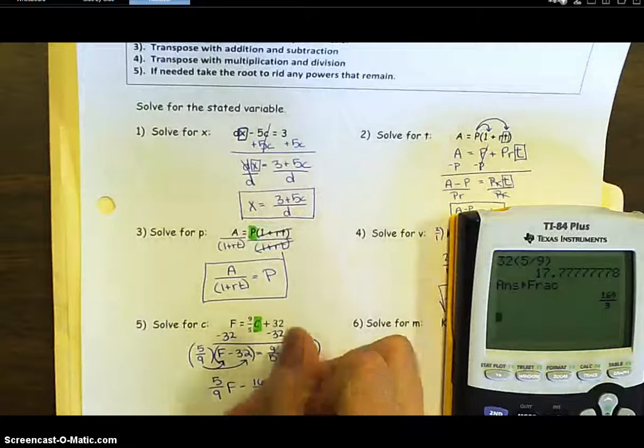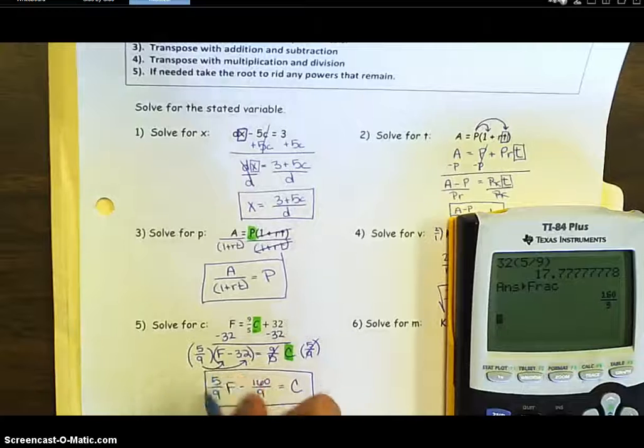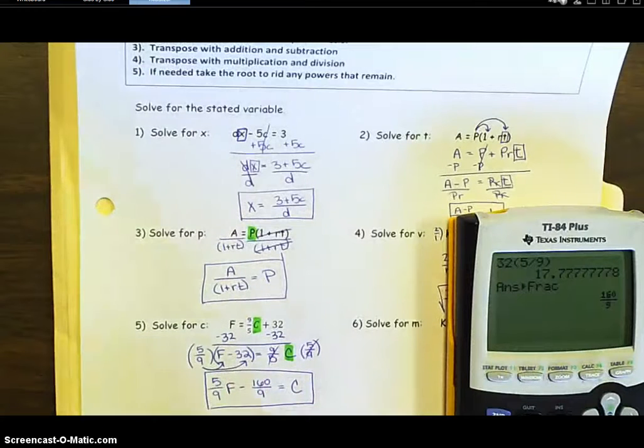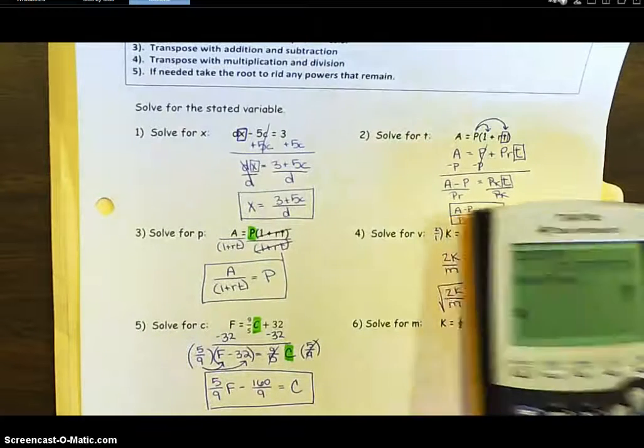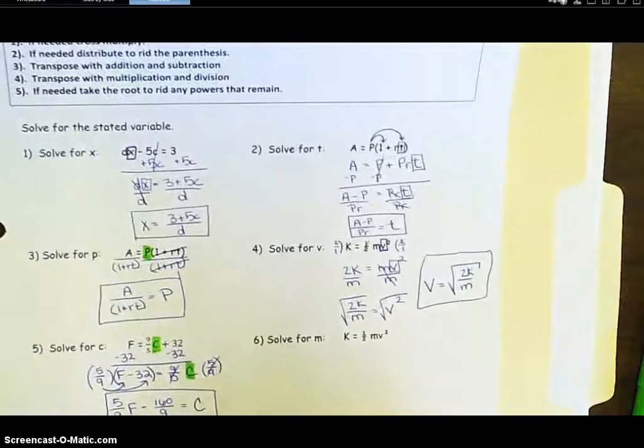Equals, and if those cancel, we get just C. And now we have our final answer. We've solved for C.